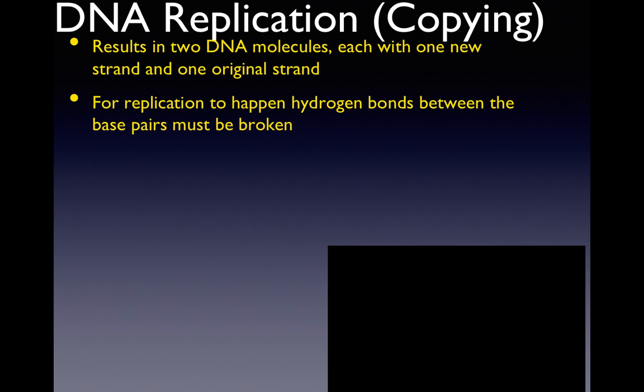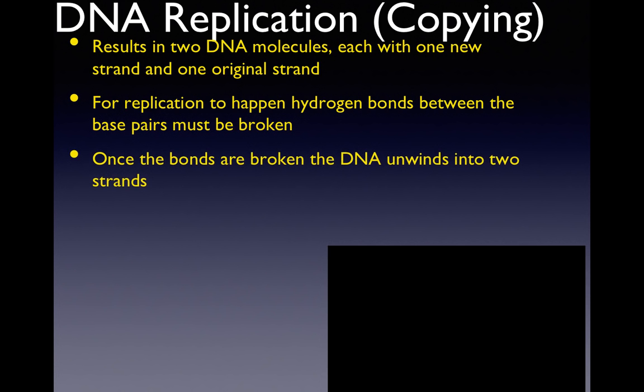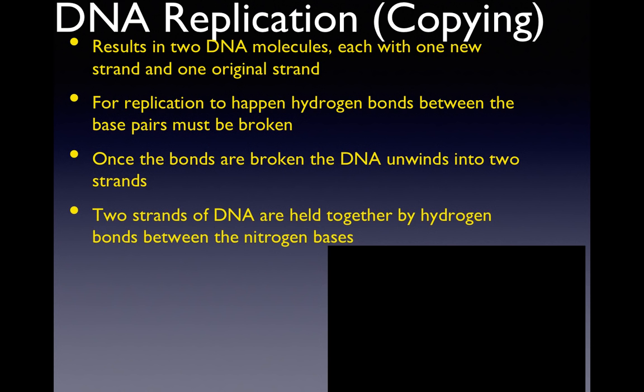For replication to happen, hydrogen bonds between the base pairs must be broken. That's where we get it unzipped. So in between each base pair, there's a bond of hydrogen molecules, and they're just not very strong, so that's where we unzip. Once these bonds are broken, it unwinds or unzips, and then the 2 strands are held together by the hydrogen bonds between the DNA. So those hydrogen bonds actually reform to create new DNA molecules.